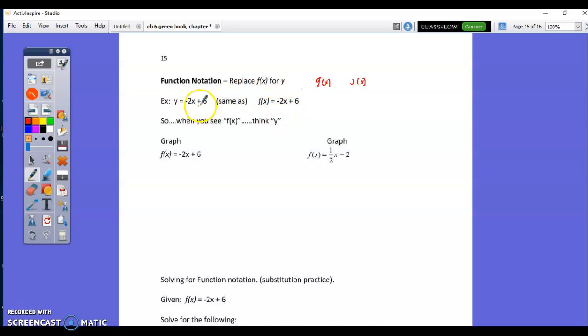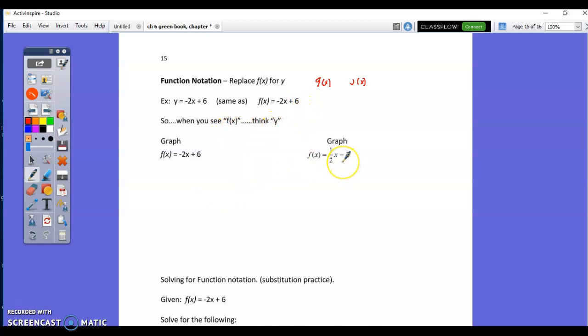So if you just think of it as y, it's the same thing, right? So y equals negative 2x plus 6. This is in slope-intercept form. f of x equals negative 2x plus 6. It's the same thing. So essentially just think of it as y.